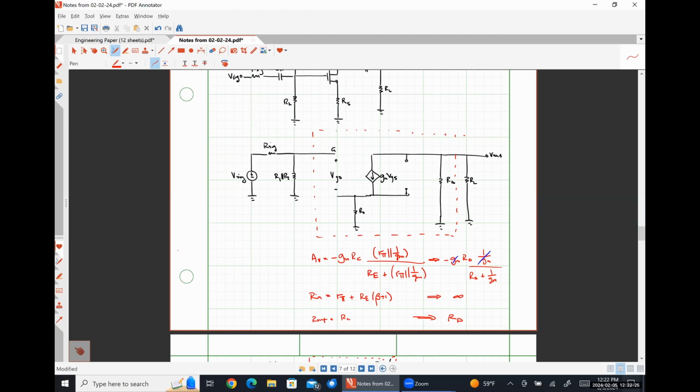This is the relationship for the input resistance of this portion of the amplifier, which looks like R pi plus RE times beta plus 1. For a MOSFET, because R pi is infinity, it just looks like infinity. For everything in the red box, the output resistance for the BJT just looks like RC, which for a MOSFET is RD.